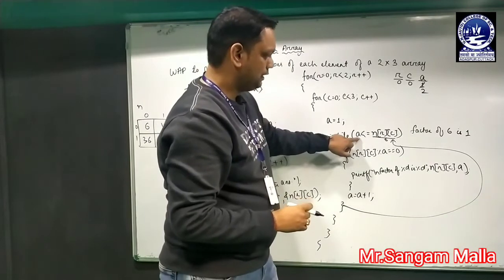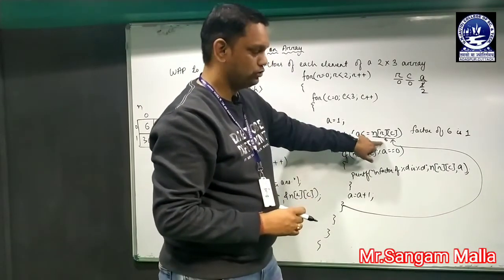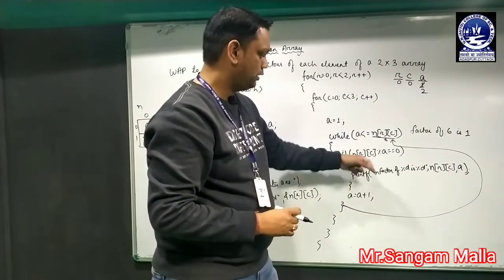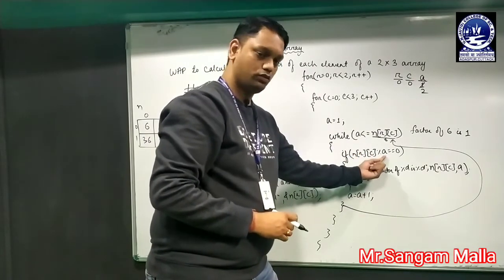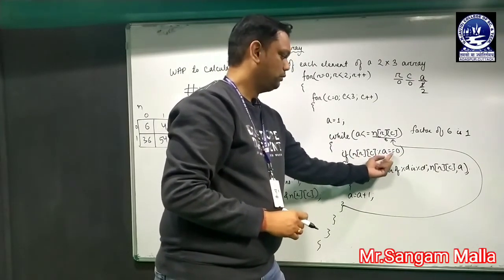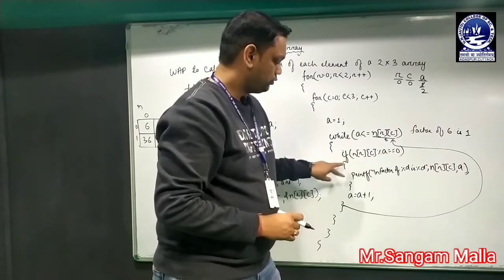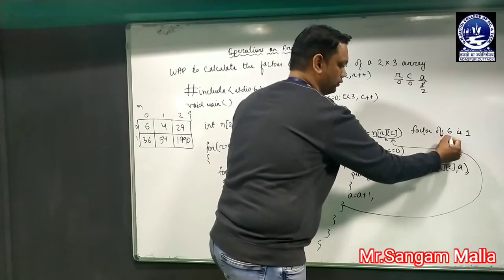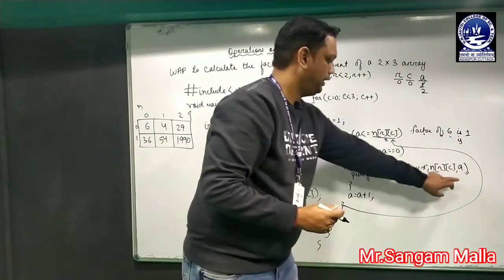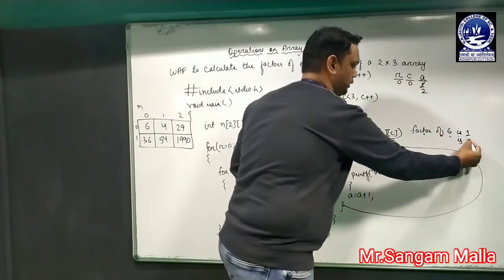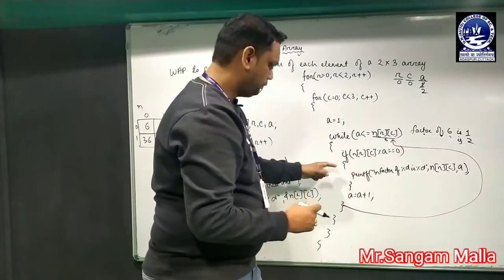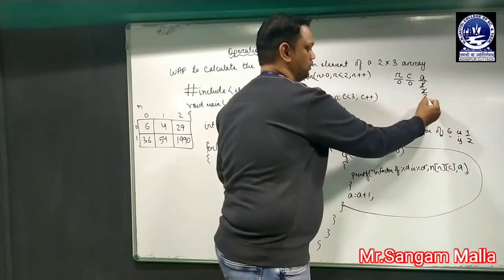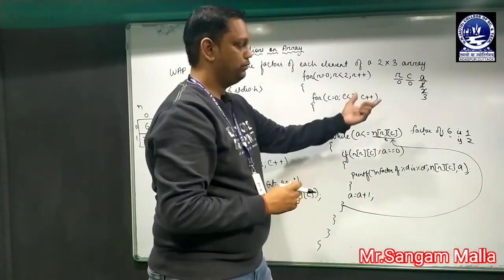So a is having the value as 2. So 2 is less than equal to 6. Yes, true. It will come over here. 6 is divisible by 2. Yes, true, because the 6 is divisible by 2 and the remainder is 0. So the condition will satisfy. It will come over here. Again it will print factor of 6 is a. So a value is 2. So it will print 2. Similarly, a will be incremented by 1. So the value of a will be 3.